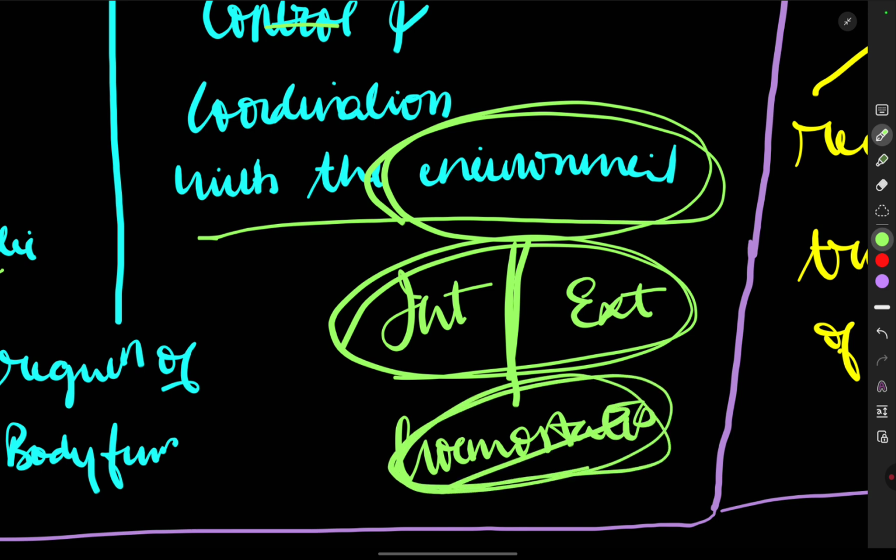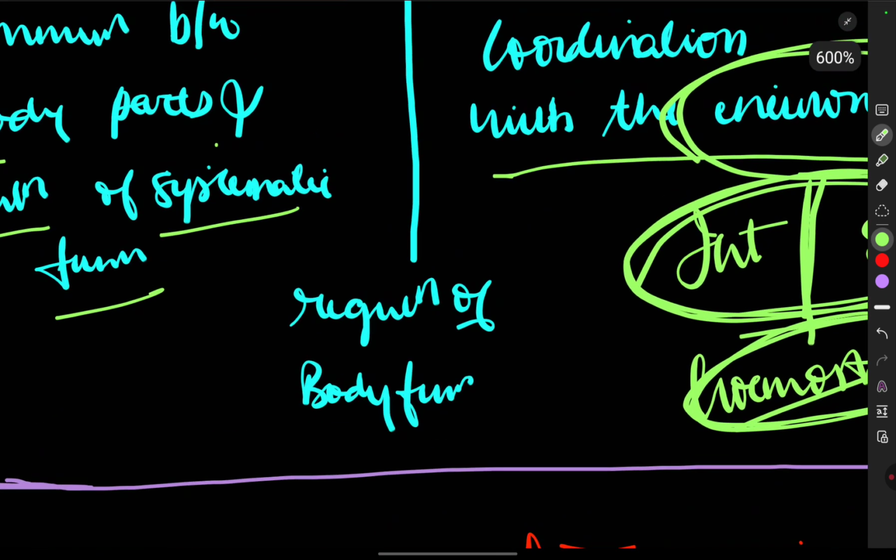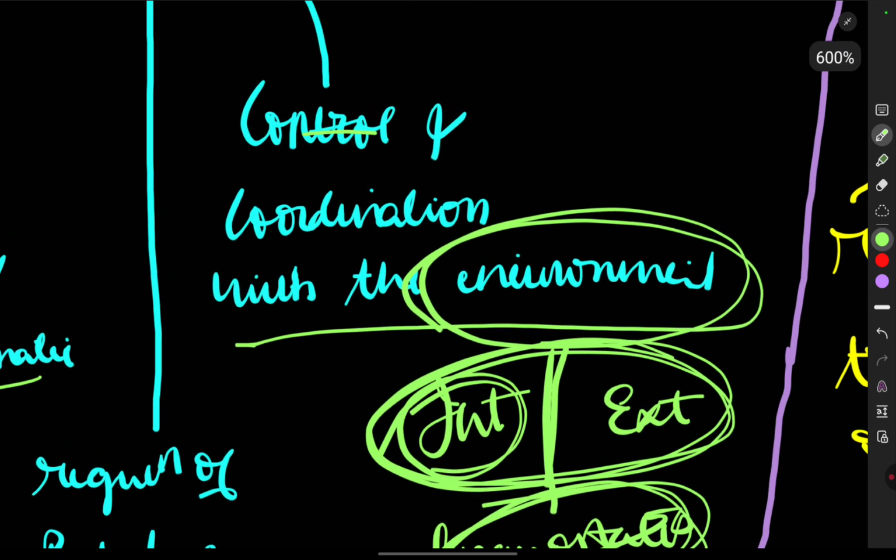Okay, what does it do? It regulates the body functions even though there is change in the external environment. Suppose you're going to high altitudes, the person starts producing a large number of RBCs. So that is how our internal environment changes.